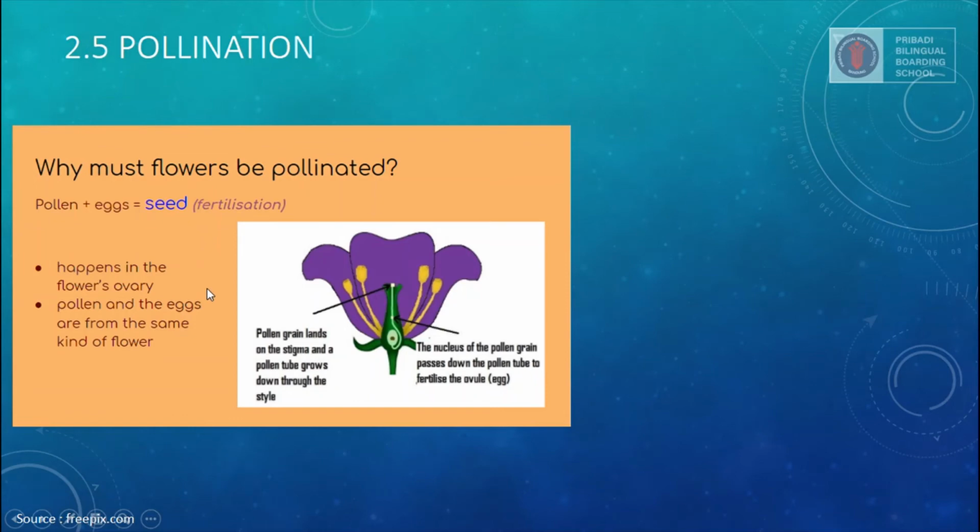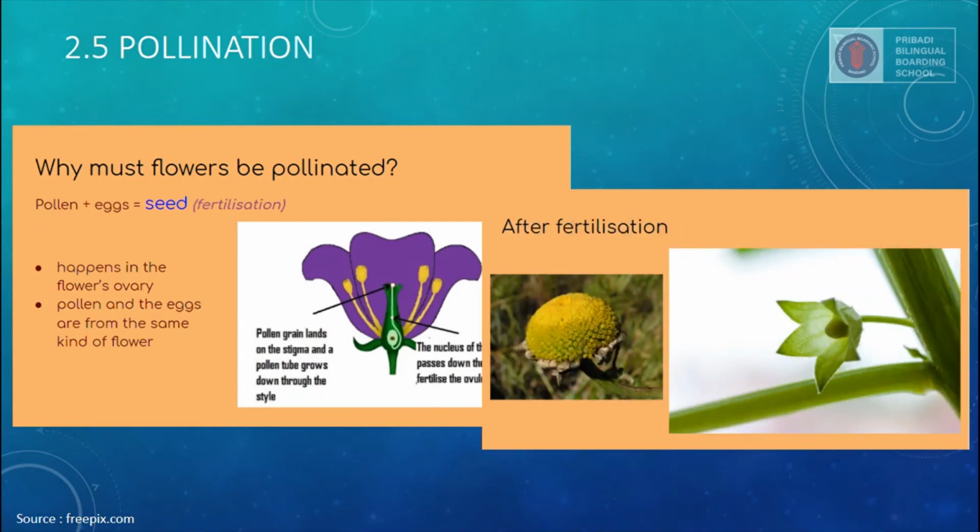This process happens in the ovary, in the female part, and the pollen and eggs must be from the same kind of flower. After the fertilization, the petals will fall off. And the ovary will become bigger into the fruit, and inside the fruit there are the seeds.